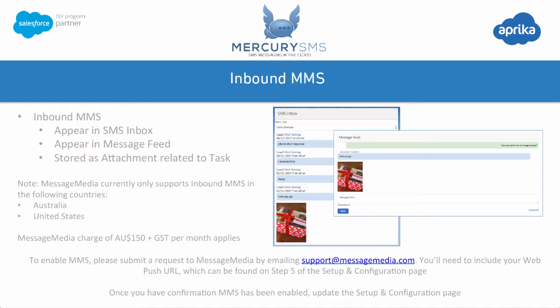So in order to request MMS being enabled, again, you just need to send an email to Message Media support. You'll need to include your web push URL, which you can find on step 5 of the setup and configuration page. And then once that's been updated, we'll take a look in a moment how you actually enable that within Mercury. So let's jump into Mercury now and take a quick look.